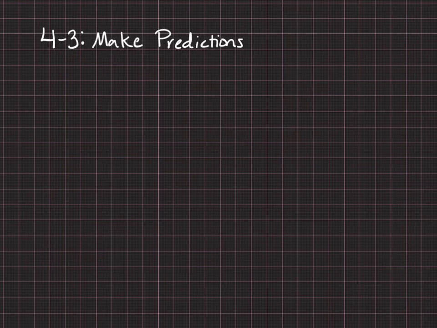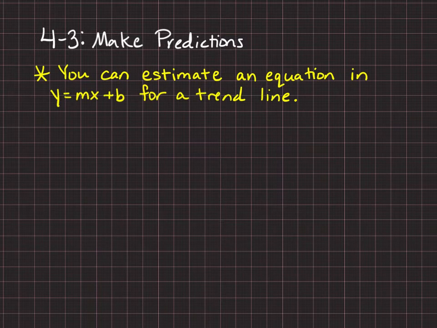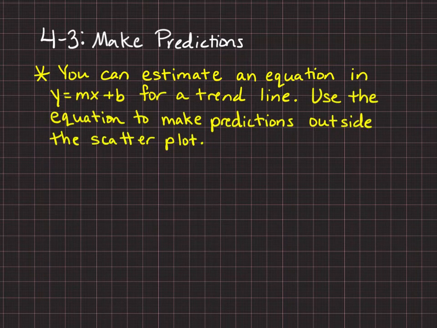Lesson 4.3, Make Predictions. Now you can estimate an equation in y equal mx plus b for a trend line, then use the equation to make predictions that are outside the scatter plot.